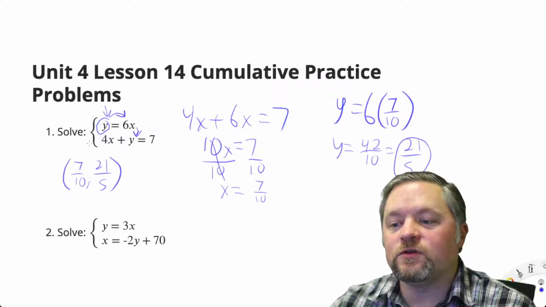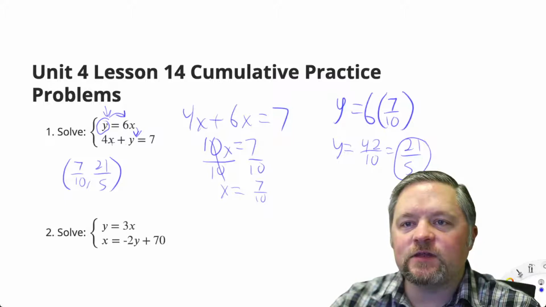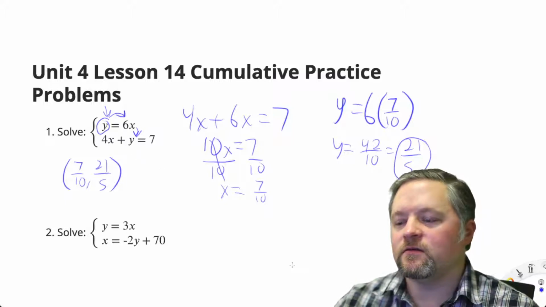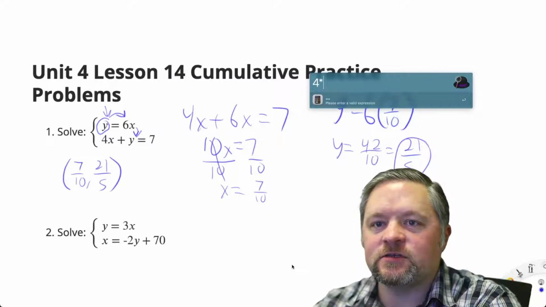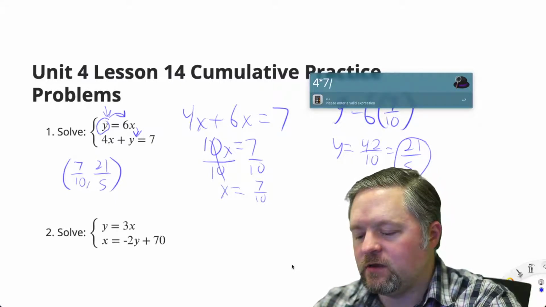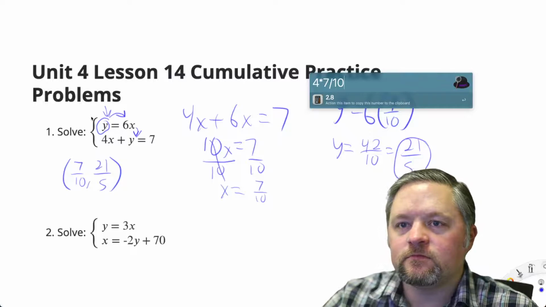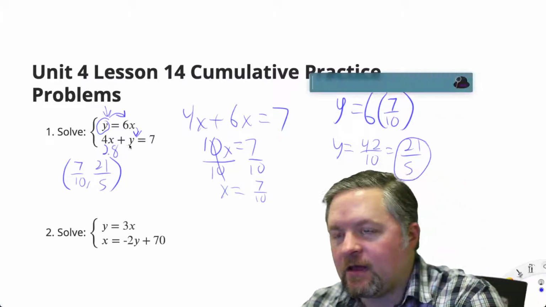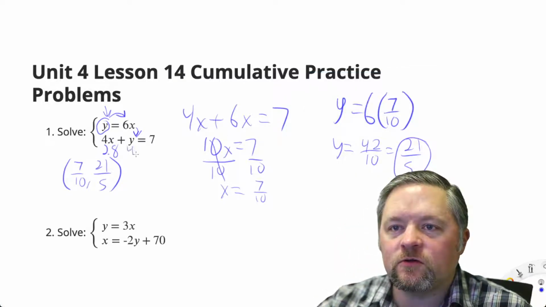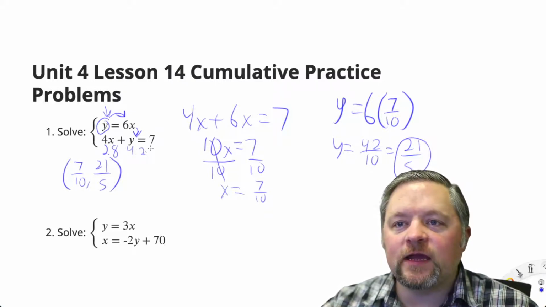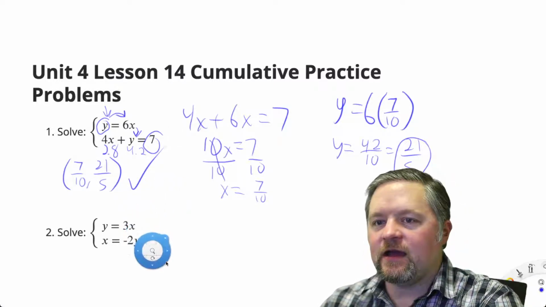Now, if we want to double check that, we plugged it into this first equation over here. Let's check it out with this lower equation. 4 times 7/10 is 2.8. And 21/5 is 4.2. If we add 2.8 plus 4.2, that is 7, so this works. Okay, let's check our next one.